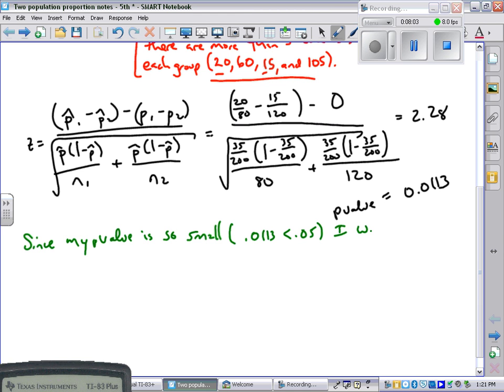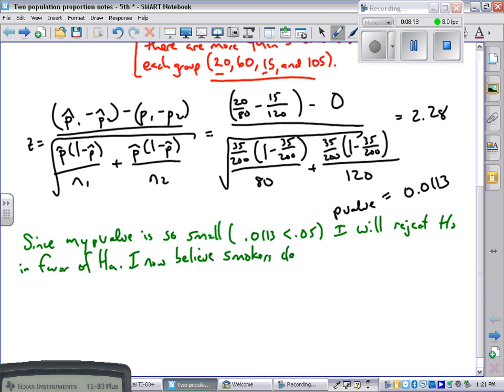I will reject H0 in favor of HA. I now believe smokers develop heart disease at a higher rate than non-smokers. Now, I think there's a very logical question that comes from that conclusion.